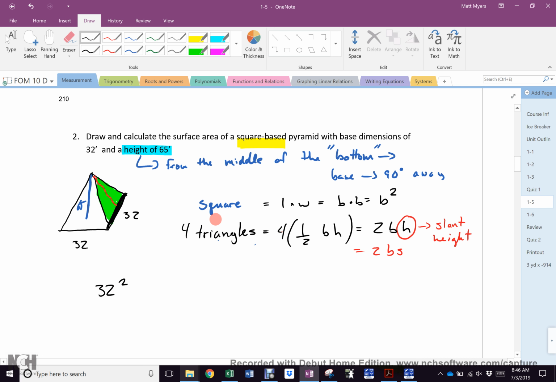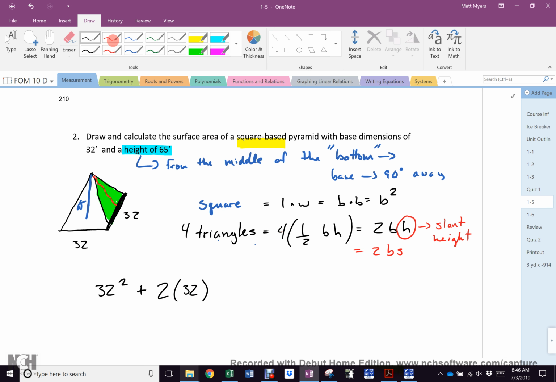It's the square and 4 triangles. So what math is this? Add 2. What's the base? What's the b? 32. And what's the s? Do we know? We don't know it, do we?